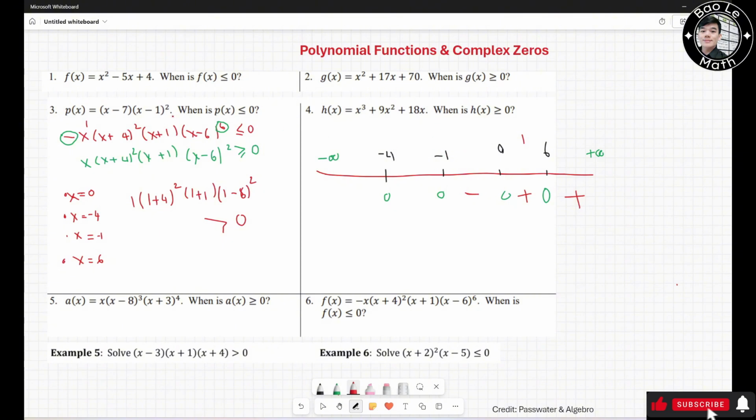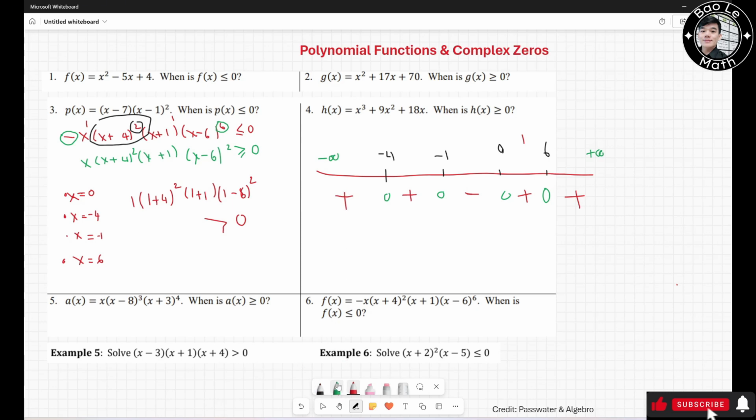Now, negative 1 right here, I look at this one. The multiplicity is 1, right? So this is an odd power, right? The sign keeps changing, right? So this is positive. And the last one, I look at this one right here. The zero is negative 4 right here. And I have the even power right here, which means multiplicity 2. The sign does not change, right? So this is a plus sign right here.